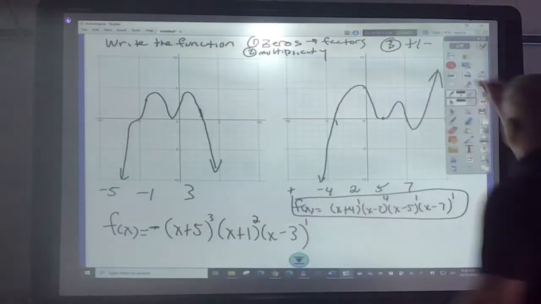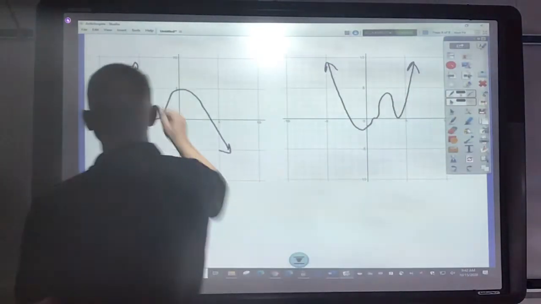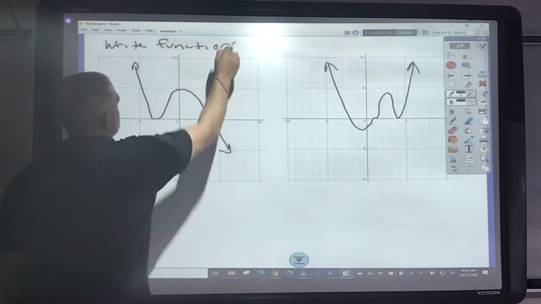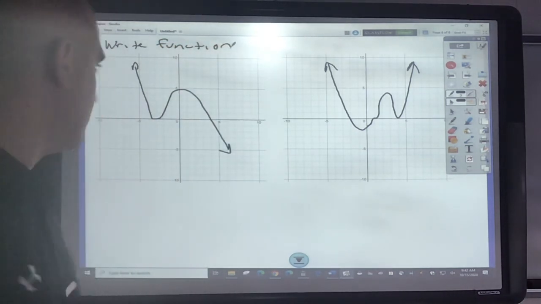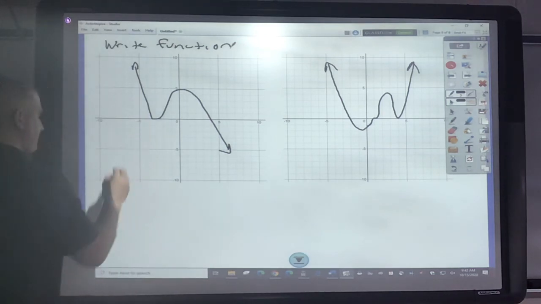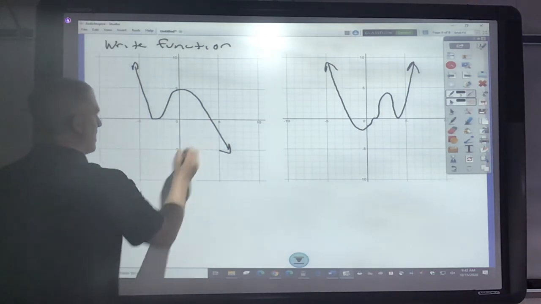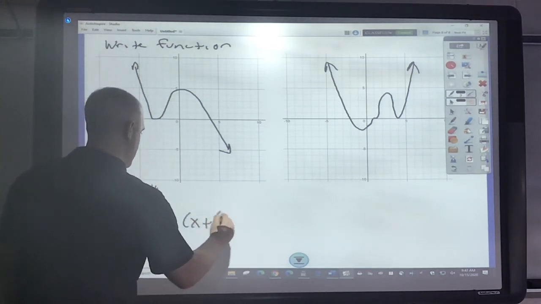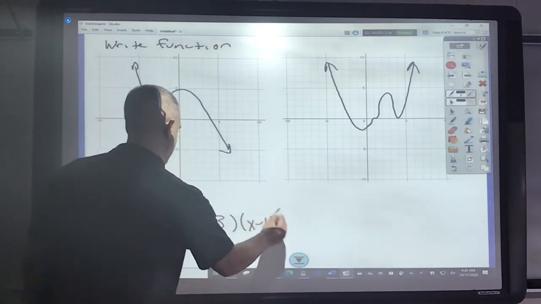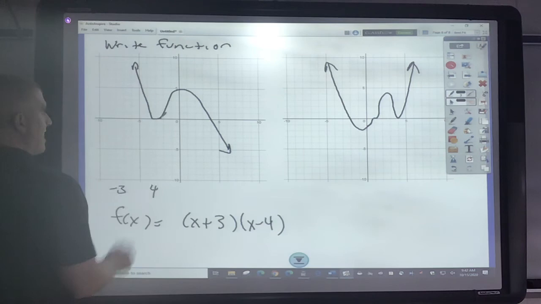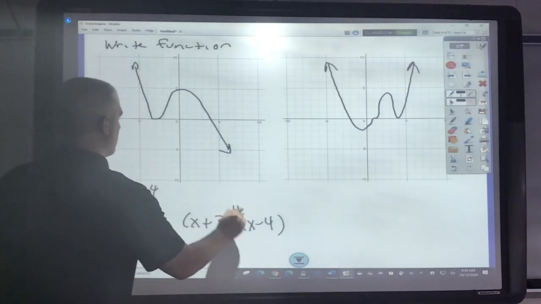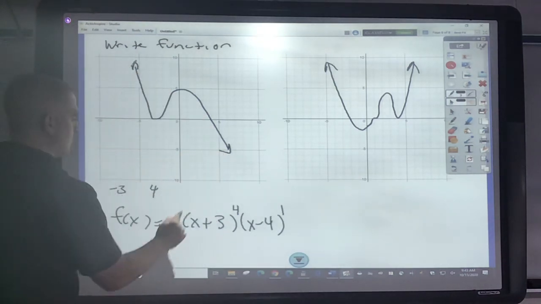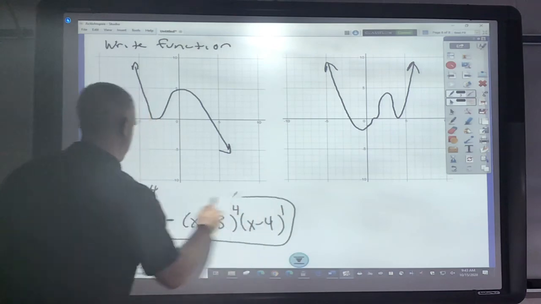So what I would like you guys to do is pause your video and write the function. Go ahead and unpause. All right, so what I want to look at, I've got a 0 at -3 and a 0 at 4, so I've got x plus 3, x minus 4. Now this sort of glides along as it touches, so that is going to be a degree 4. This goes through real quick, that will be a degree 1. And since the arrows are this way, that would be a negative polynomial.